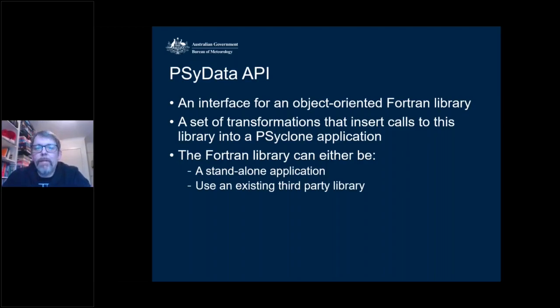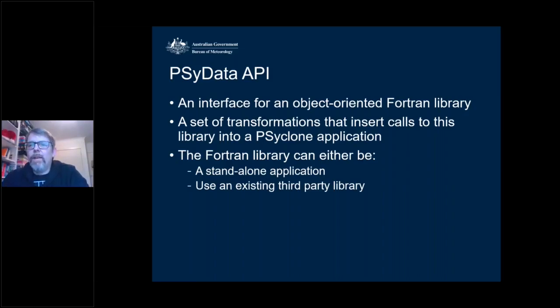On top of the library, there's a set of transformations, and that set of transformations inserts calls to this library into the PSyclone application. So basically, we insert code to go out of the application to call a third-party library to do something. Now, this Fortran library, the PSyData library, can either be a standalone application in some cases, or it can use another third-party library. So it's kind of an interface to another library.